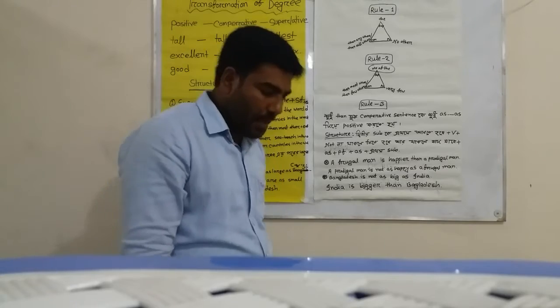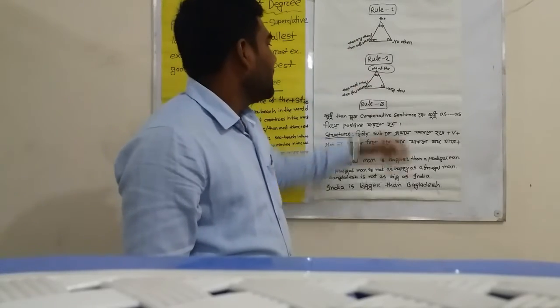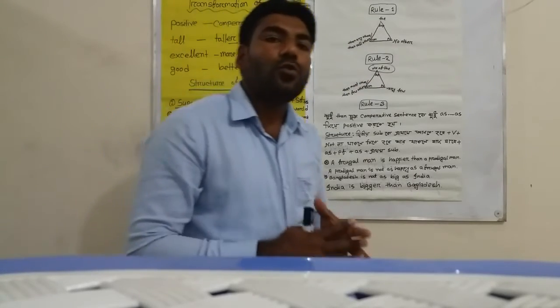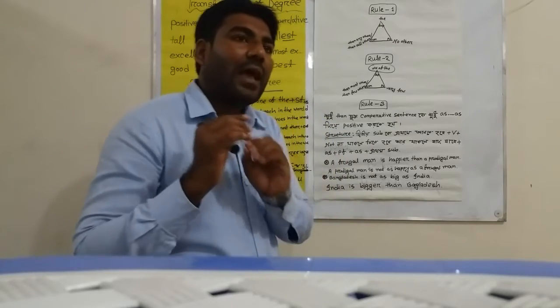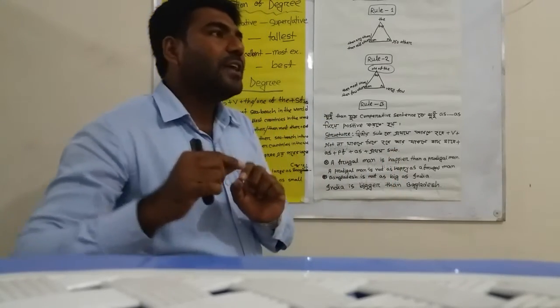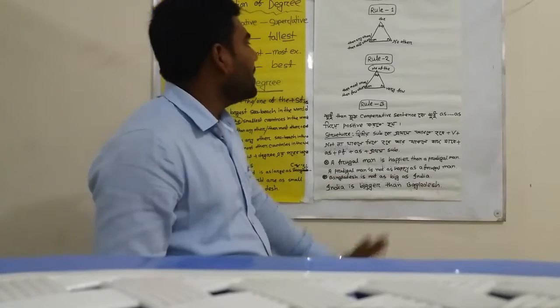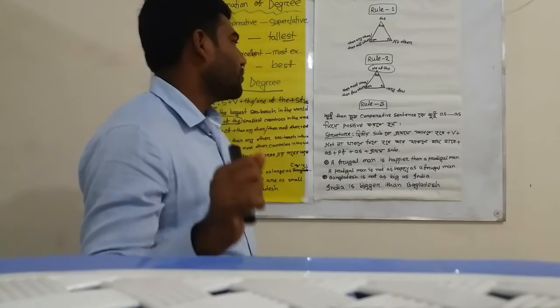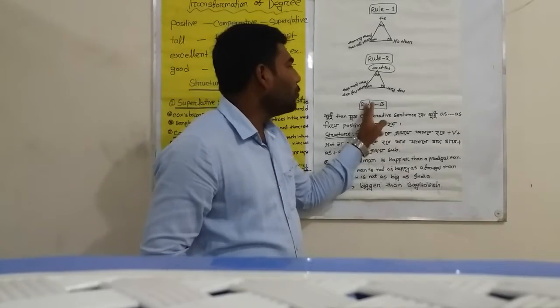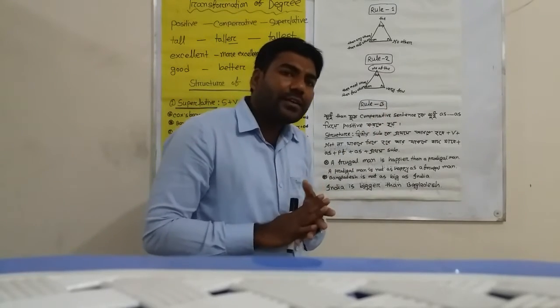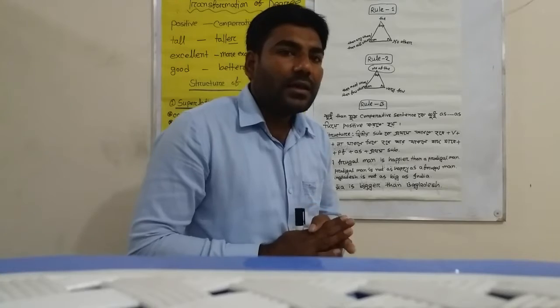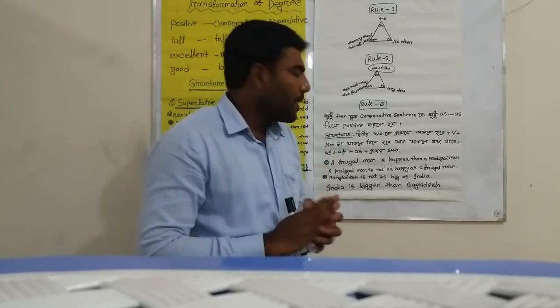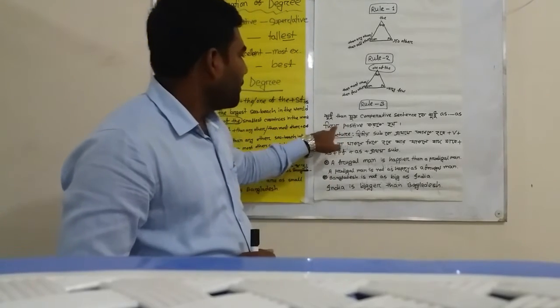Okay. Out of these rules, there is another rule. This is extra, or we can say individual. There is no relation between these two. This is an extra rule of transformation of degree. I have given here rule 3. How can you identify that this is rule 3? Okay, look at the board.